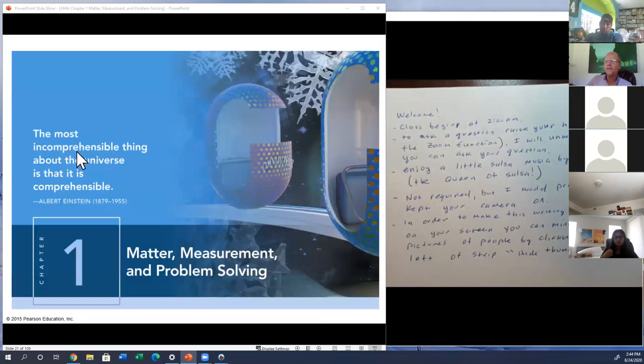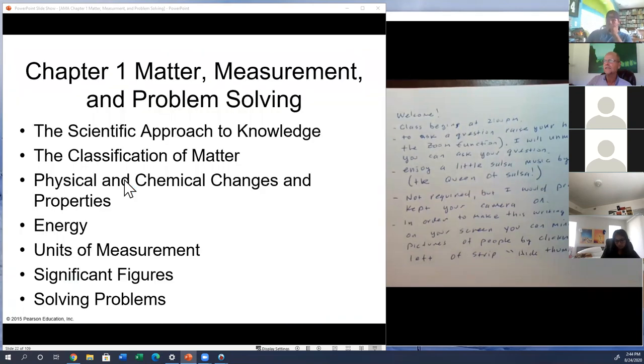All right, I love this quote by Albert Einstein. The most incomprehensible thing about the universe is that it is comprehensible, right? We can understand the world around us, and we can even understand these tiny particles that are too small to see and too small to even imagine their size, right? So we're going to jump into this. We're going to start looking at how science approaches knowledge, and then we're going to talk a little bit about matter and then changes in matter, and then we'll look at energy, okay? So that's what I hope to cover here in the next 35 minutes or so that we have left.